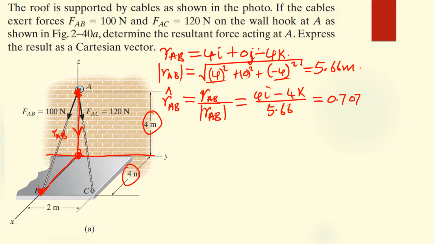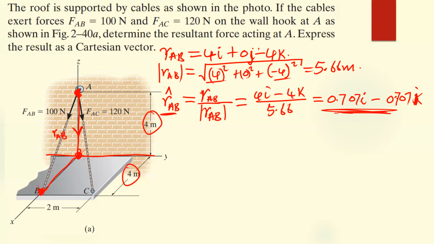So this will be i there. Then we also have minus 0.707 k, not j. We don't have anything in j. So that is what we have. This is the position, this is the unit vector in the direction of AB.